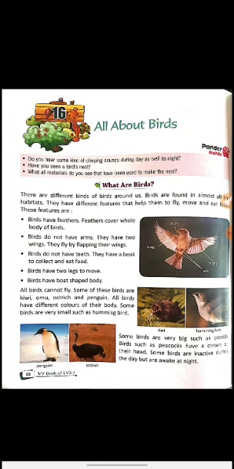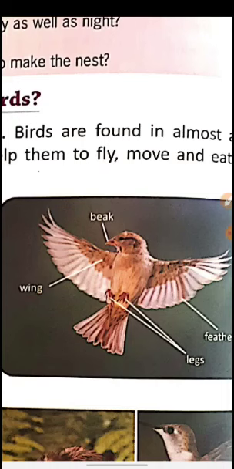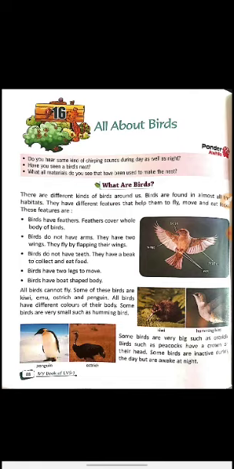Birds do not have teeth. They have a beak to collect and eat food. Instead of teeth, birds have a beak which helps them to eat food. Birds have two legs to move. As I have told you earlier, birds have two legs but no arms. In the place of arms, they have two wings. Birds have a boat-shaped body which helps them to float easily in the air.